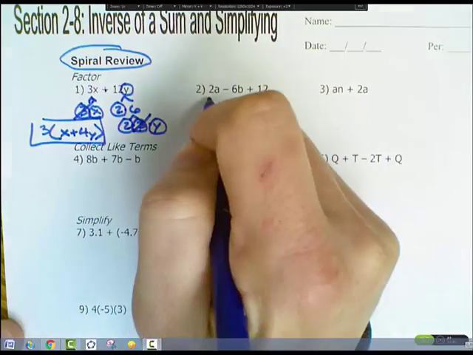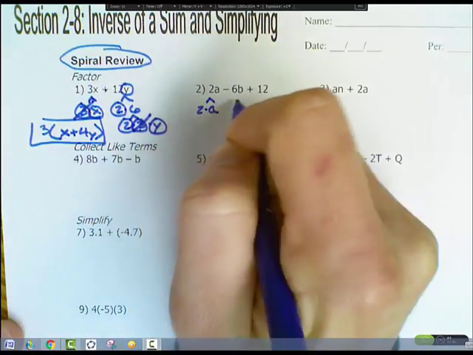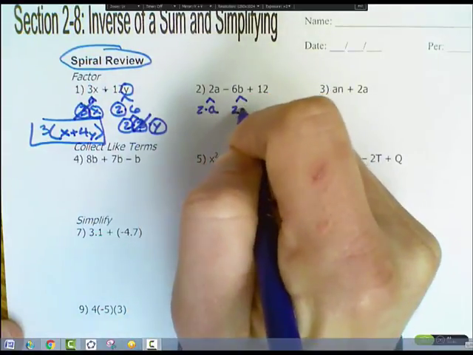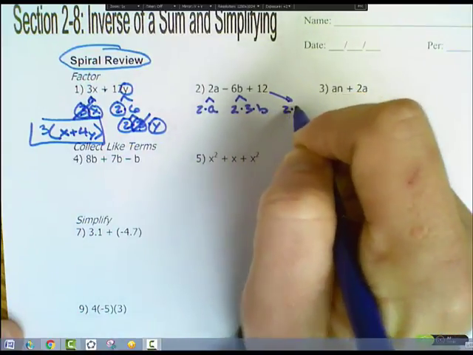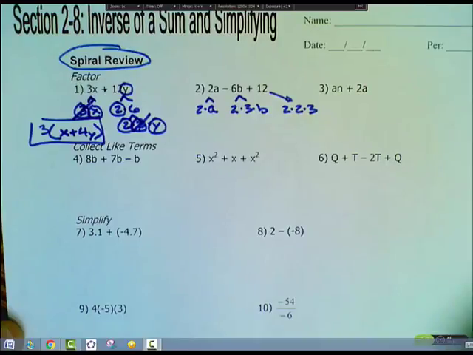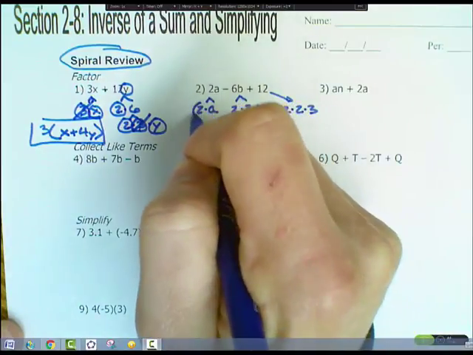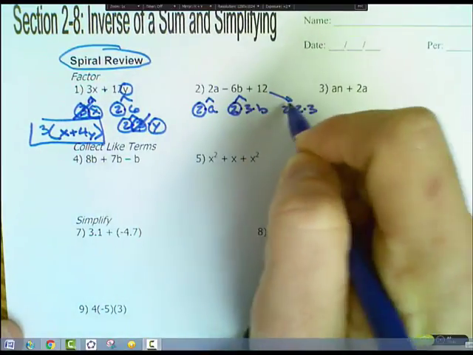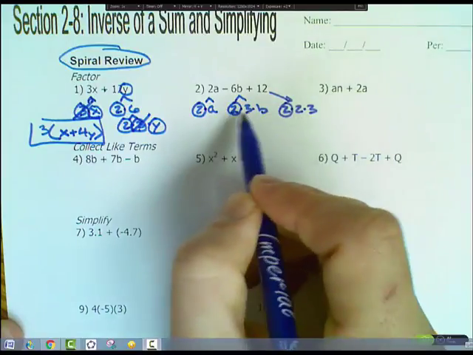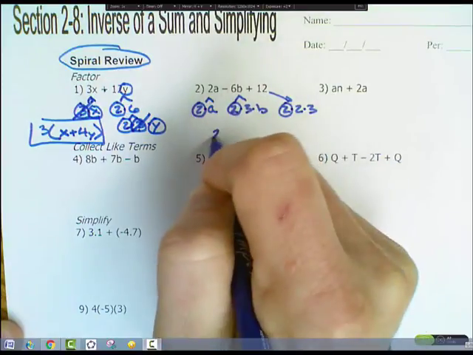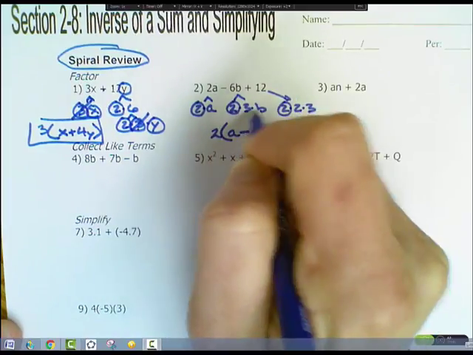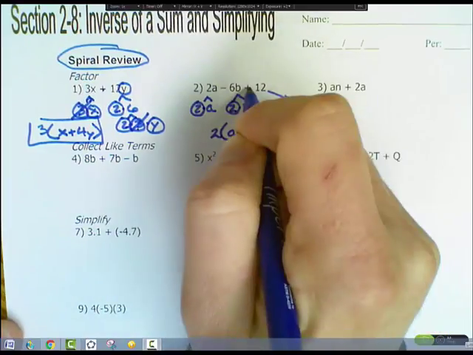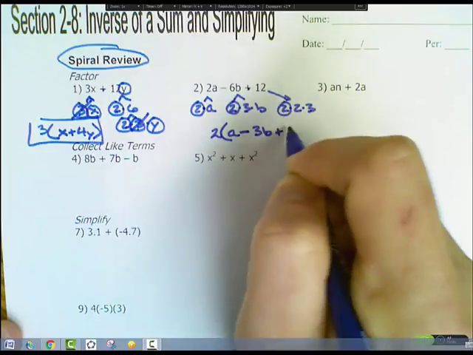For the next one here, we have 2 times a, we have 2 times 3 times b, and then 12 is going to be 2 times 2 times 3. So in terms of what is common, we have a 2. And that's the only factor that all 3 terms have. So the 2 comes out. What's left is the a minus 3b plus 2 times 3 is 6.